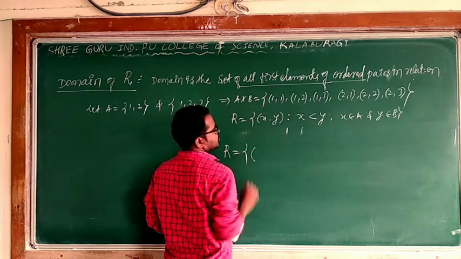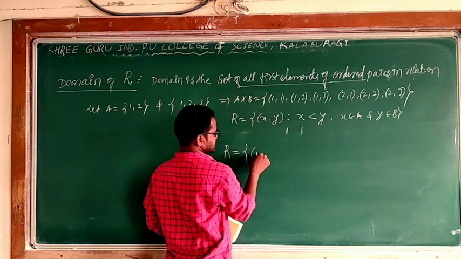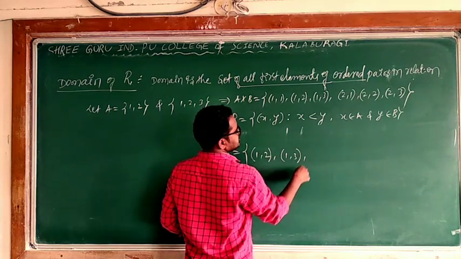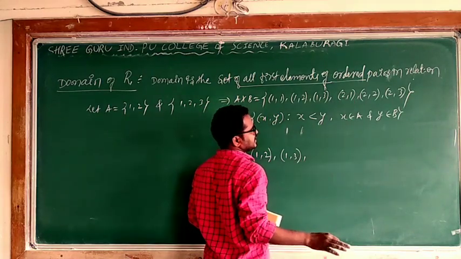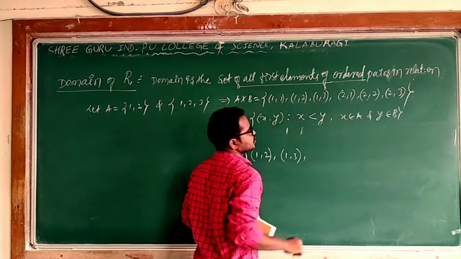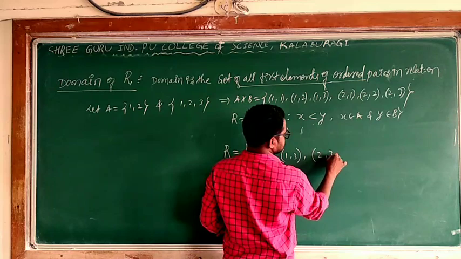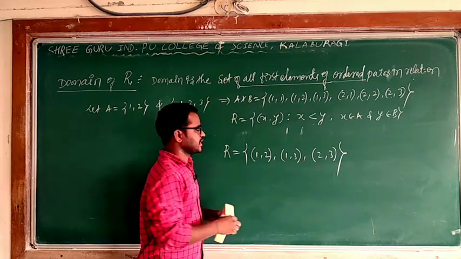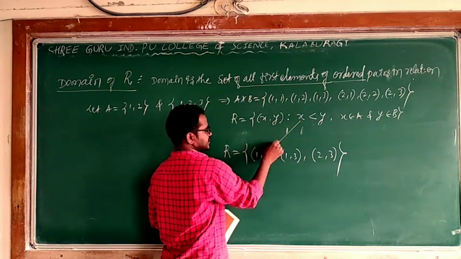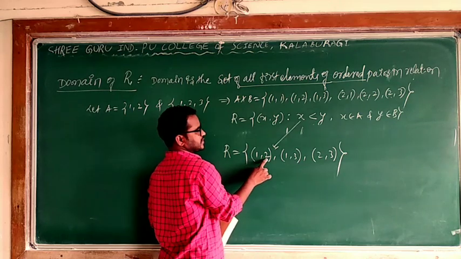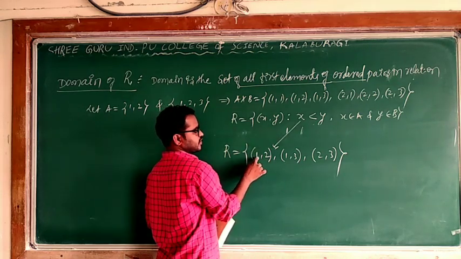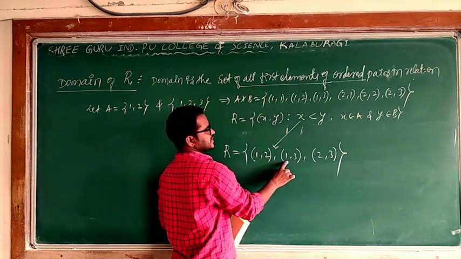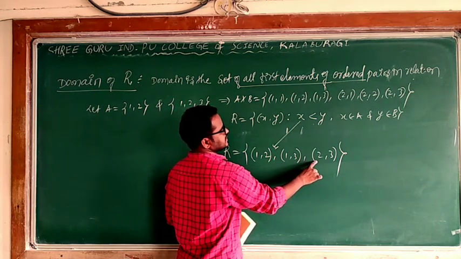Is 1 less than 1? No, I am not taking it. 1 less than 2? Yes, this is possible. 1 less than 3? Yes. 2 less than 1? No. 2 less than 2? No. 2 less than 3? Yes. So (1,2), (1,3), (2,3) satisfy this relation, because the first element is x and the second element is y. (1,1) is not possible. The remaining are not possible.